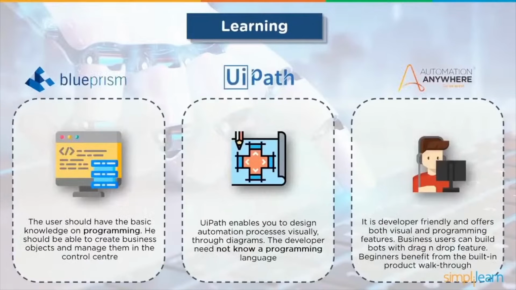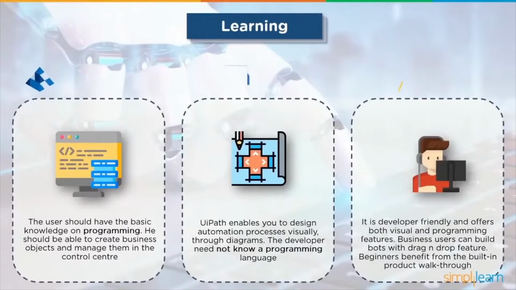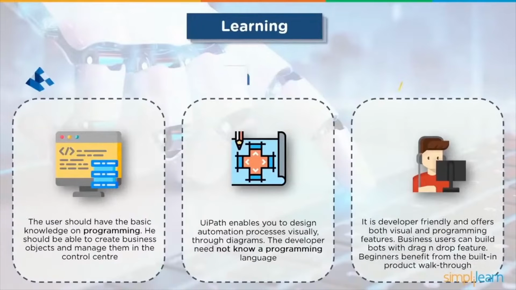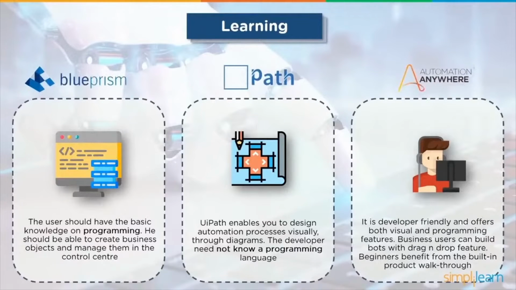Moving on to the next feature, learning. Now, in case of Blueprism, the user should have the necessary knowledge of programming. He should be able to create business objects and manage them in the control center. UiPath enables you to design automation processes visually through diagrams. The developer need not know a programming language in particular. When it comes to Automation Anywhere, it is developer-friendly and offers both visual and programming features. Business users can build bots with the help of drag and drop features. Beginners benefit from the built-in product walkthrough.